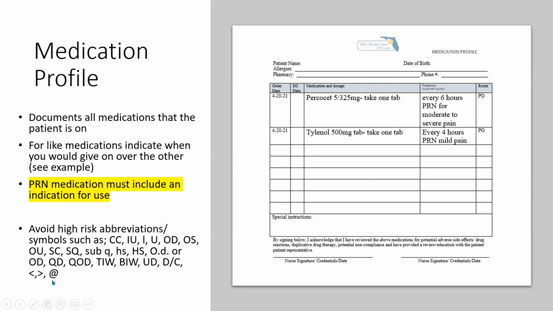I'd like you to take a look at the lower left-hand corner of the screen. These are all high-risk abbreviations that we would like you not to use. And I'll give you a couple of examples. So we do a lot of faxing back and forth. So imagine what a CC or an OD or an OU could look like on a fax, or how about the @ symbol? That can look like zeros, right?